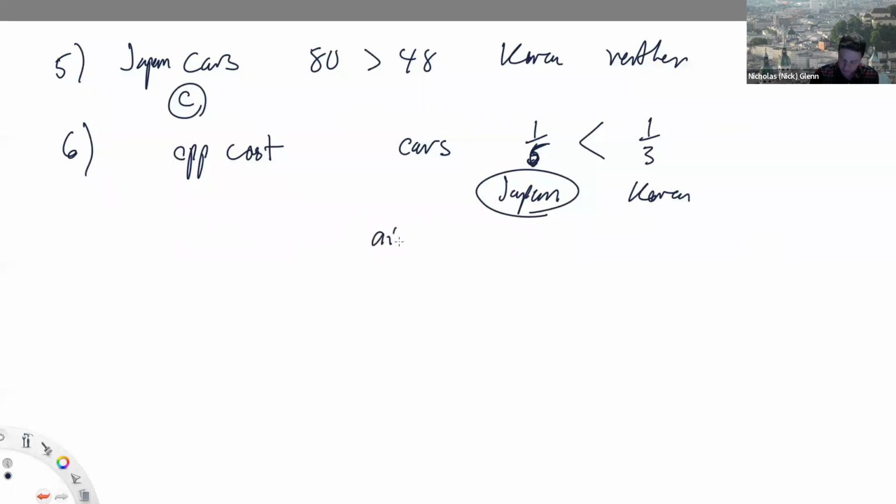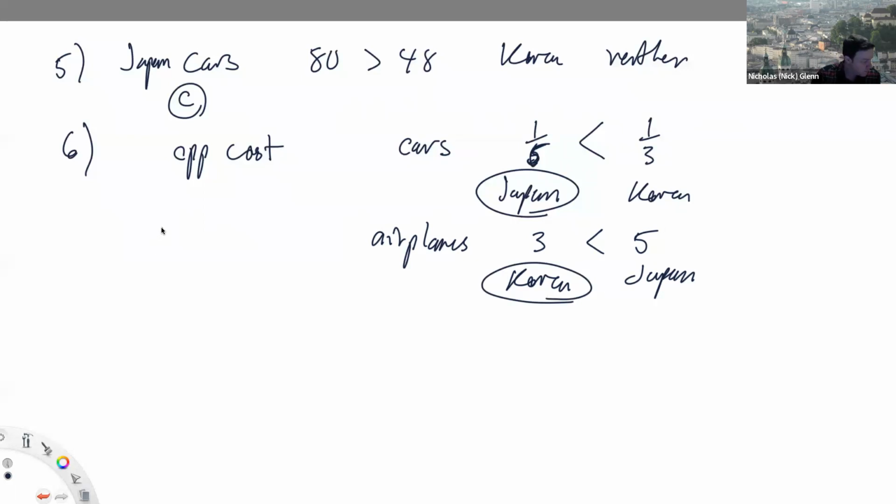Well, what about airplanes? Well, here it's the opposite. Korea has a lower opportunity cost. They only have to give up 3 cars for each airplane, whereas the opportunity cost for Japan is 5. It's a lot more costly for Japan to produce airplanes than it is for Korea. So Korea has a comparative advantage with airplanes. All right, and so that'll be A.